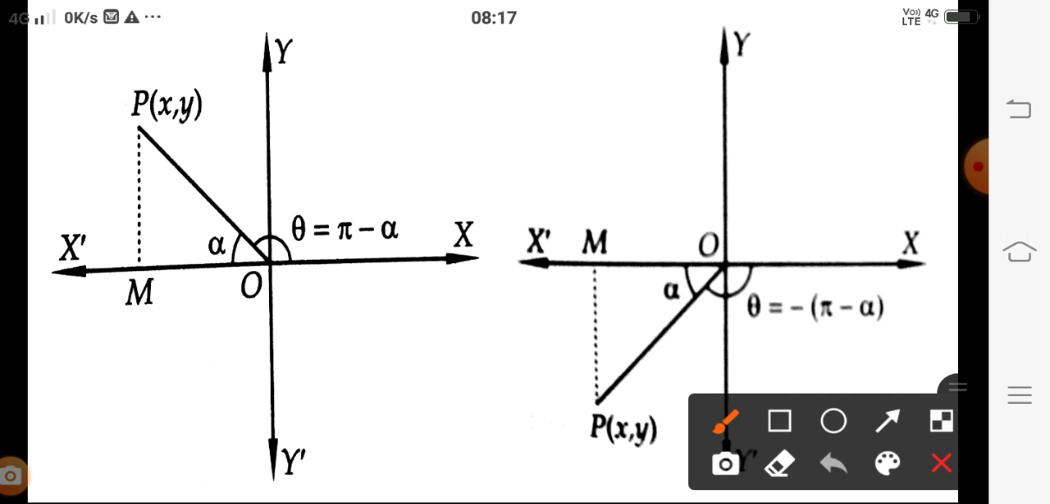And here in the last one, the fourth diagram, the complex number lies in the third quadrant. Then here you have to take the argument as theta is equal to alpha minus pi, when you solve this.